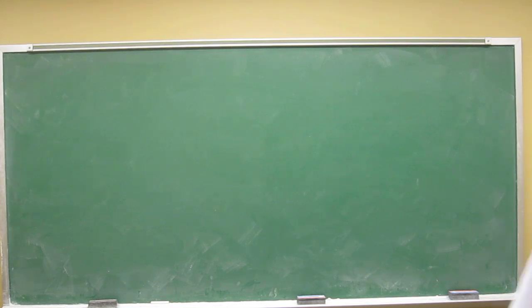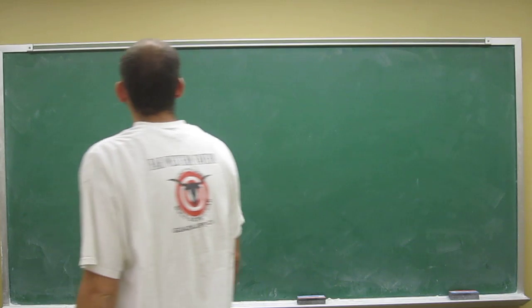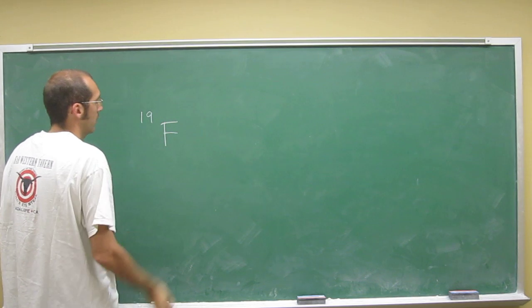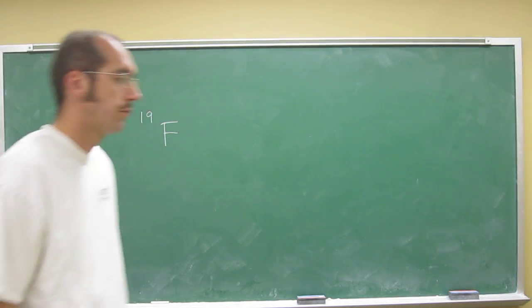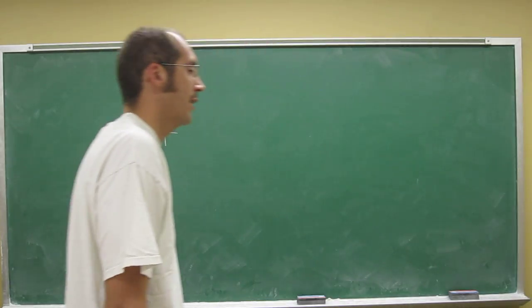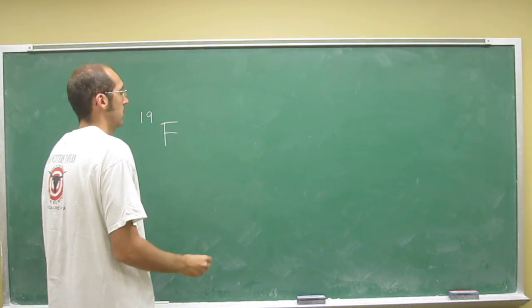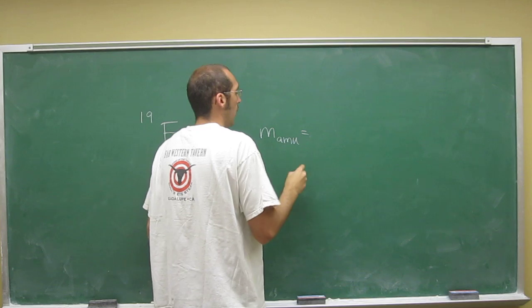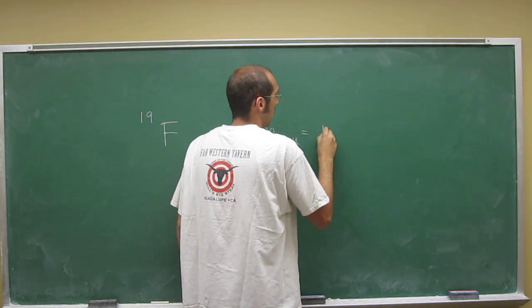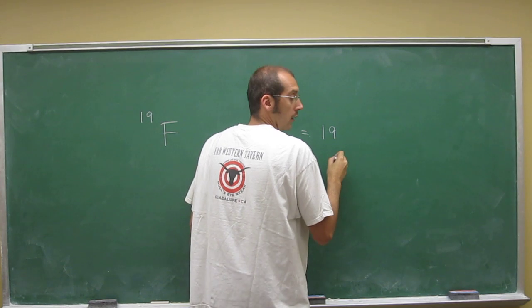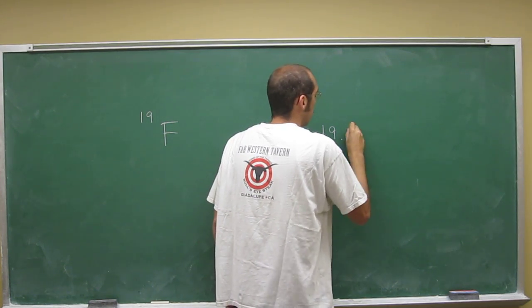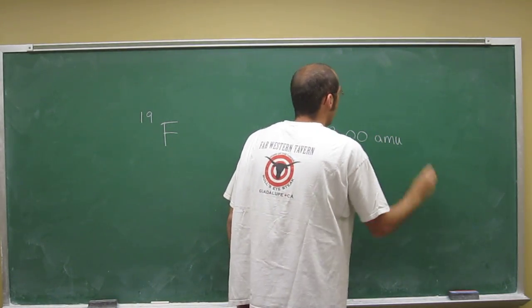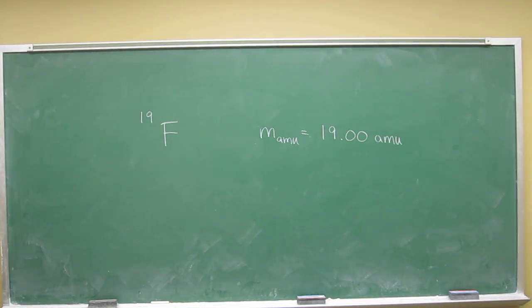Okay, so it looks like we're back to our fluorine-19 problems. So let's just write fluorine-19. Remember, the mass number of fluorine is 19. It asks, what's the mass in AMU of this? Well, 19. So the mass in AMU of this fluorine atom is 19. We'll do it to 4 decimal places, 4 sig figs, AMU, because it asks you to do that.